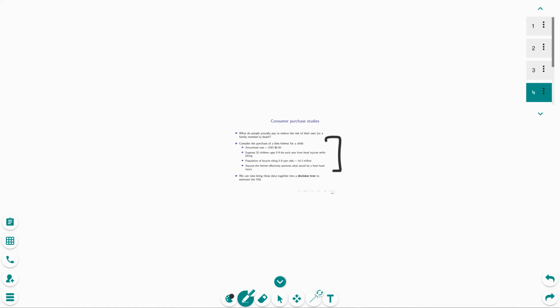So let's say the annualized cost of a bike helmet is $6.50. That's the annual cost. So the bike helmet costs more than that, but you expect it to be durable. It's going to last a number of years, and so over the period of the lifetime of the bike helmet, it's about $6.50. And let's suppose that about 32 children between age 5 and 9 are going to die each year from head injuries while biking. And the population of these bicycle riding 5 to 9-year-olds is about 14.3 million.